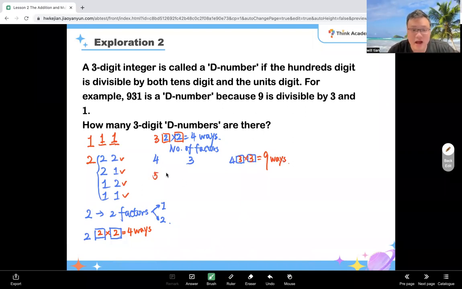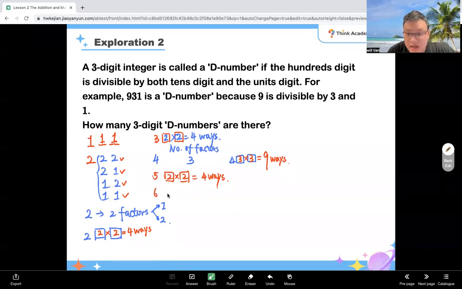Now let's move on to number 5. You will see that number 5 is a prime number. Number 5 is a prime number, so that means you got 2 factors, right? So after 5, 2 choices times 2 choices. That'll be 4 ways.